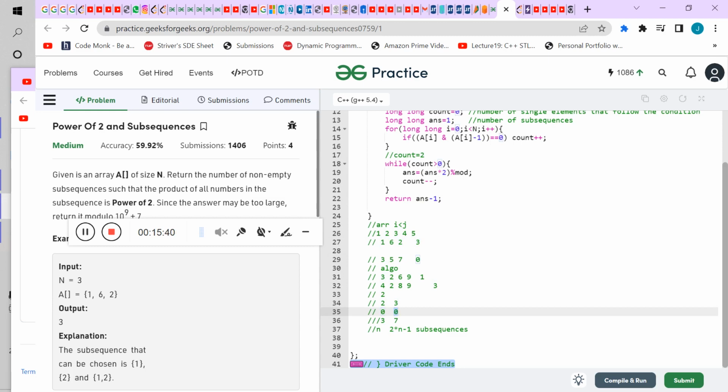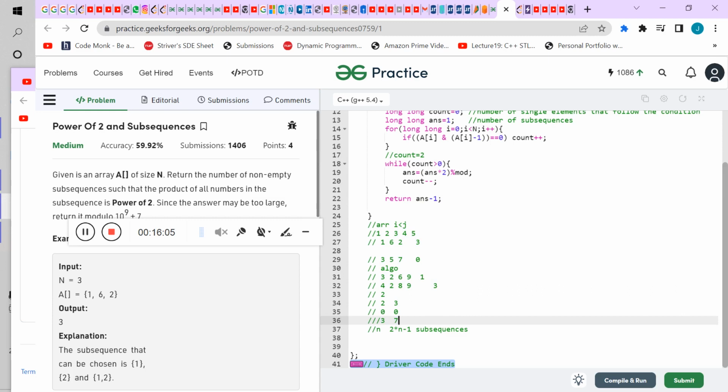And if I take the example 4, 2, 8, 9, we are getting three elements, 4, 2 and 8, that satisfy the condition: 4 is a power of 2, 2 is a power of 2, 8 is a power of 2. So we get a count of 3, and if you draw all the subsequences, you will get an answer of 7. You may run the test case and you will get to know more about it.